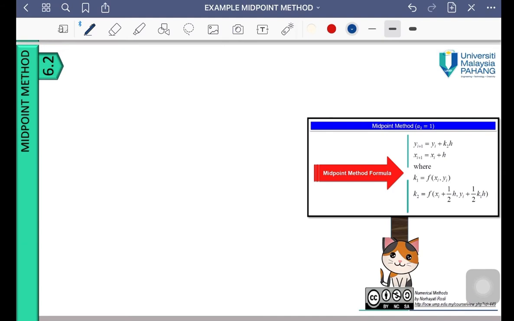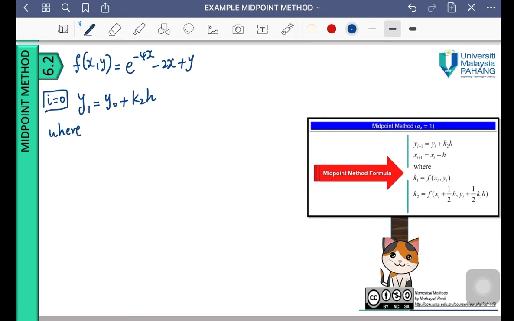Now let's start our calculation. I write again here our f(x,y) is exponent negative 4x minus 2x plus y. We begin with i equal to 0. Later, y1 equals y naught plus k2 times your step size, where k1 is the calculation of your slope at the point x naught, y naught. So x naught is 0, y naught is 1. Substitute into our differential equation: exponent negative 0 minus 2 times 0, and then plus 1. So you get k1 equal to 2.